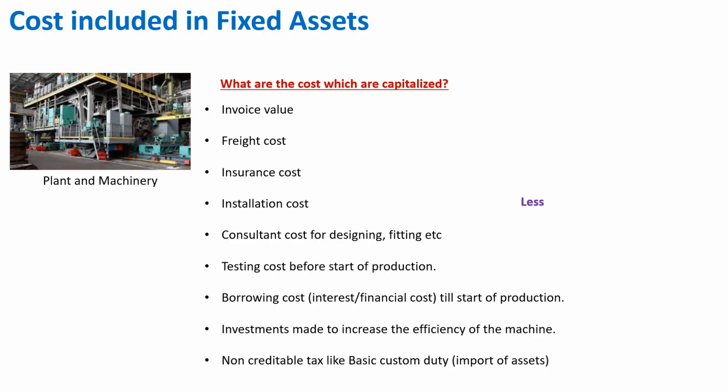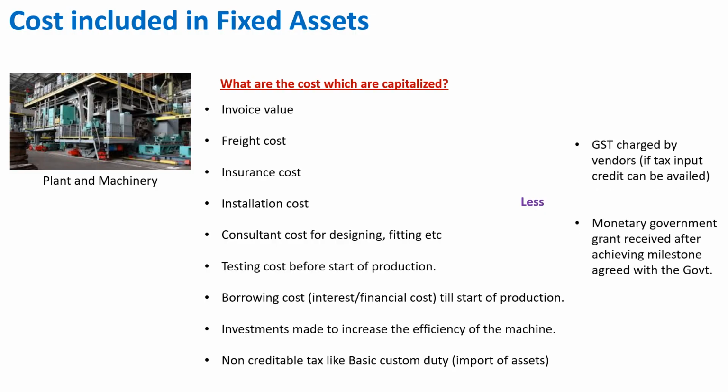Now, what should you reduce from the fixed asset cost? GST charged by the vendor, if tax input credit can be availed, right? Here on the left side you can see invoice value, freight cost, insurance cost, installation cost, or consultant cost. If these vendors are charging GST to you and you are able to take credit for that, then you can remove that GST portion and the net invoice value has to be capitalized. Then monetary government grant received after achieving milestones agreed with the government. If you are signing any MOU with the government, or there is any scheme where you get a benefit by achieving certain milestones, the money you get from the government can be reduced from the cost of fixed assets.